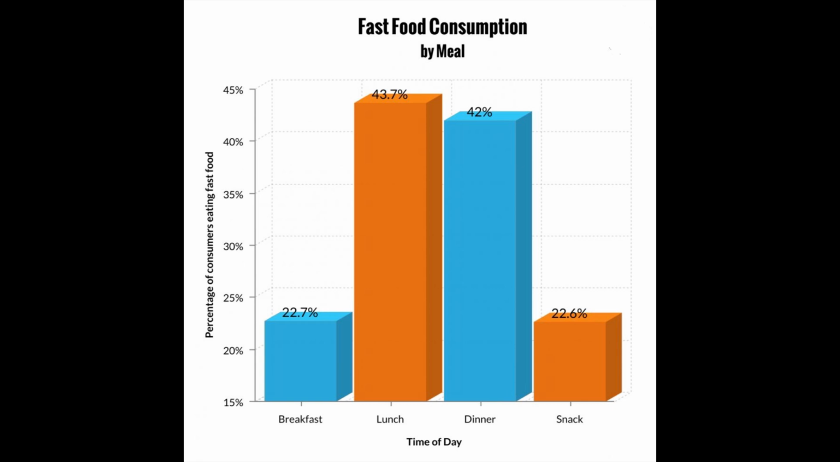You can also see from this graph that the second highest value of dinner is 42%. In conclusion, fast food consumption has 4 kinds.